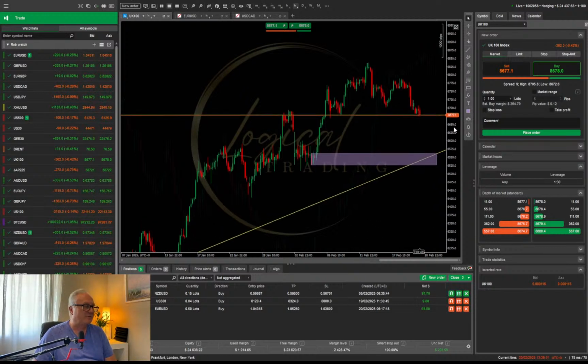You see, what you've got to be careful of is saying it's holding support, because there is a head and shoulders that's developed here.